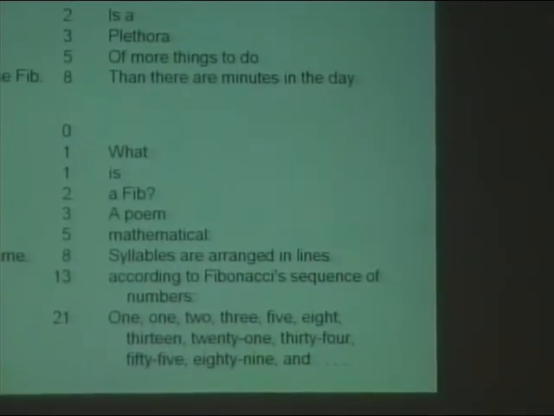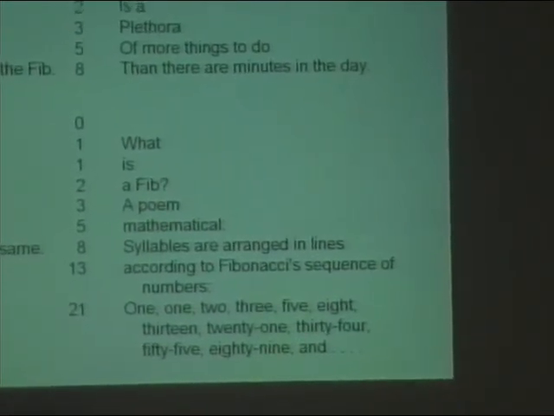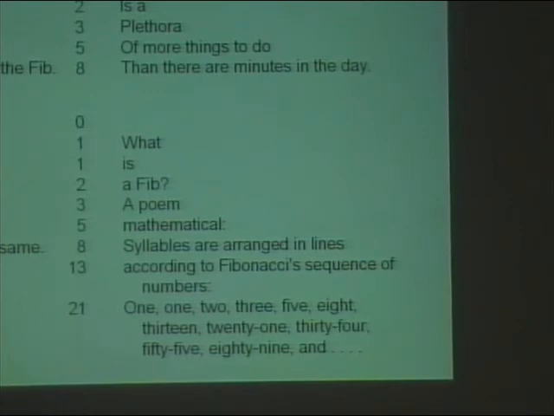What is a fib? A poem mathematical. Syllables are arranged in lines, according to Fibonacci's sequence of numbers. 1, 2, 3, 5, 8, 13, 21, 34, 55, 89, and... As it happens, the numbers 1 through 89 contain exactly 21 syllables, which is a Fibonacci number, which you need for that point.